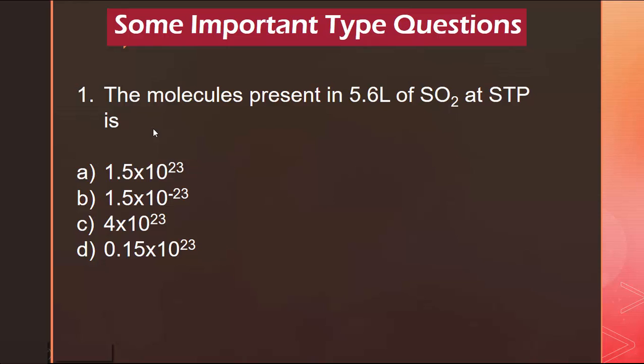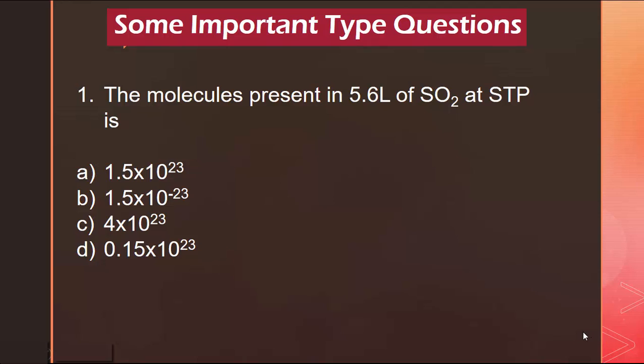So, we are supposed to find out the number of molecules that will be present in 5.6 liters of sulfur dioxide gas at STP, standard temperature and pressure. Options given are option A 1.5 into 10 to the power 23, option B 1.5 into 10 to the power minus 23, option C 4 into 10 to the power 23, option D 0.15 into 10 to the power 23.